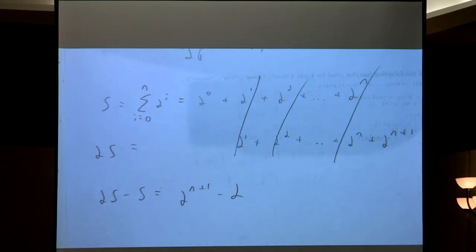Because it's 2S minus S. So everything canceled out except for the thing at the end of 2S and the very first term. Oh wait, no, it's minus 1, not minus 2, because it's 2 to the 0. Yeah, you're right, my bad.